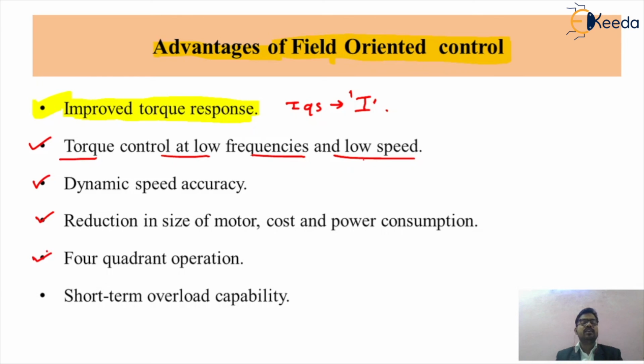By means of the field oriented control scheme, we get all four quadrant operation of the motor. The motor can be operated in the first quadrant, second quadrant, third quadrant, and fourth quadrant. So obviously the drive can be operated in forward motoring, forward braking, reverse motoring, and reverse braking operation. That is one of the advantages of field oriented control.